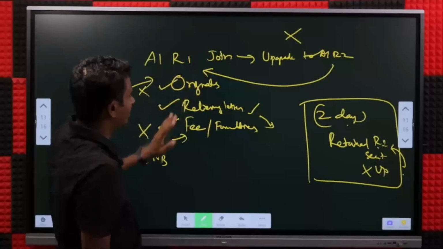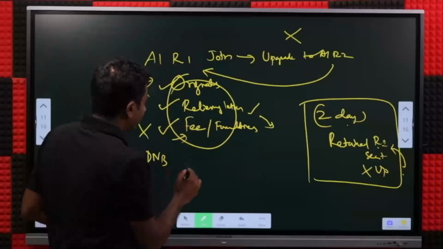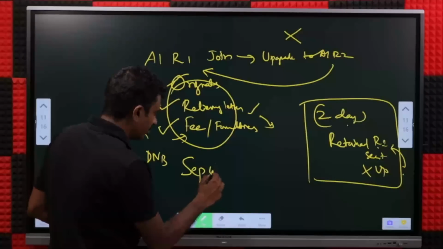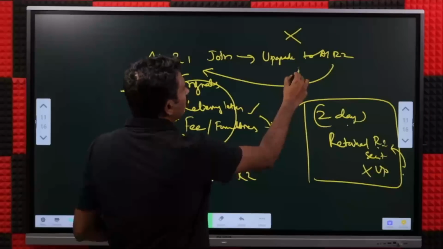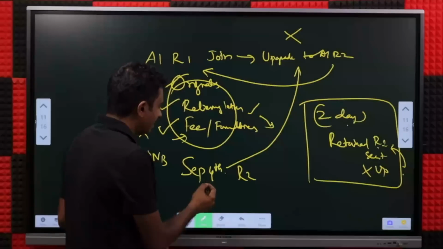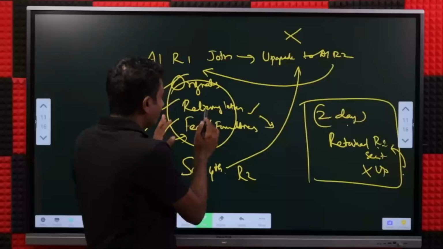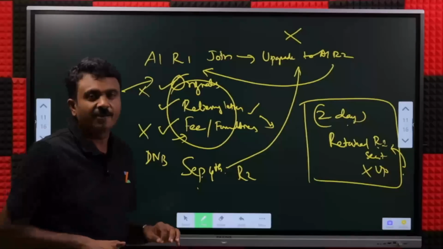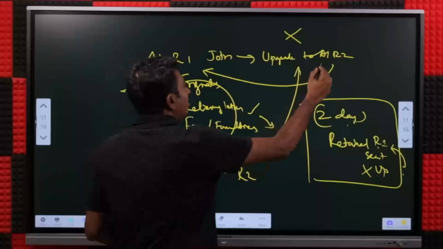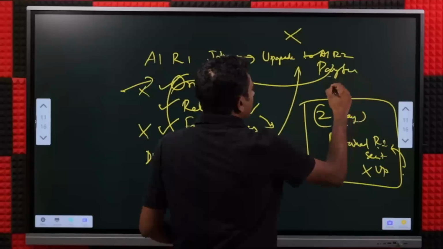This entire process can be done any time before September 4th, which is the joining deadline for R2. But by September 4th, you should go to the R2 institute. So basically you will do that by September 3rd or 2nd, and then you will go to the All India R2 institute for joining, where you will again pay your fee, submit your originals, etc.